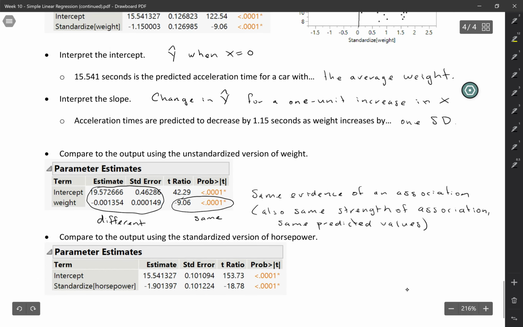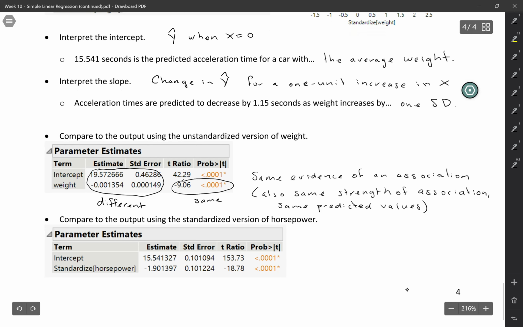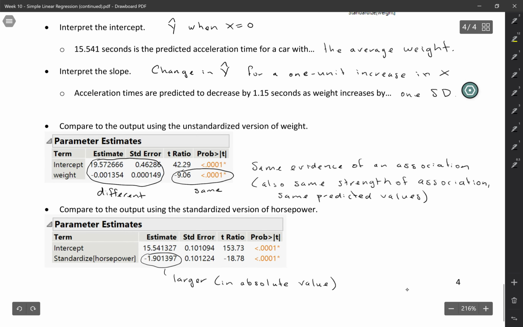And the last one, coming back to our original goal with these standardized slopes, is to compare to the standardized version of horsepower. Looking at the standardized slope here, we can see that it's further from zero. This is a larger slope, at least in absolute value, and that's really what we want to compare. We're thinking about the steepness of the slope, not really whether it's positive or negative. So it's larger in absolute value than the one for weight, which was negative 1.15. That's telling us that horsepower is the one with the bigger impact. Horsepower has a bigger impact on the predicted acceleration.